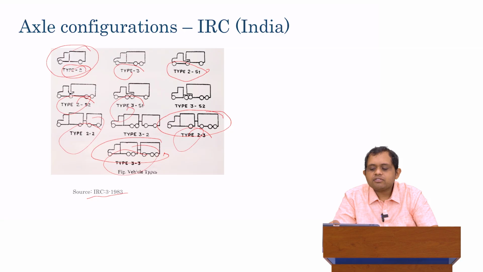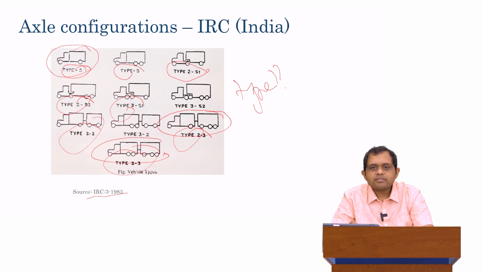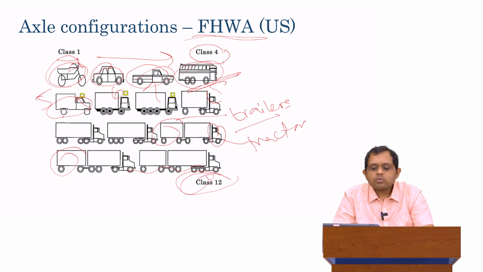Now, I had briefly asked, where is type 1? Over here. So type 1 actually does exist. Type 1 is actually cars, bicycles, motorcycles, autos, what we would call light vehicles. The important thing to keep in mind is the axle configuration, what you noticed in India, it began with trucks or buses. So in the Indian classification, we do not actually have cars or bikes, motorbikes, or autos in this configuration. In the US one, they do have bicycles. They don't really have autos over there.